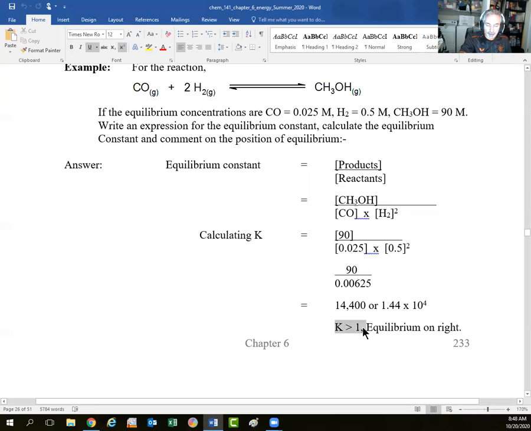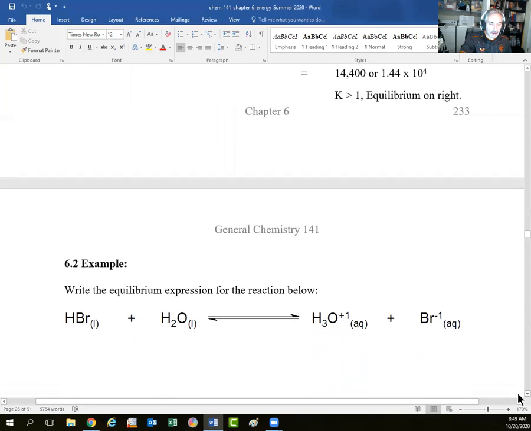It's a value much bigger than 1. And so we've got mostly, as we can see from the calculation, mostly the products of the forward reaction produced. And so the equilibrium is said to be on the right, or we can say that the forward reaction is favoured. It's the forward reaction which is trying to produce this methanol, which is in such great yield, 90 molarity, compared to the piddling amounts left of the carbon monoxide and hydrogen. So the forward reaction has been very successful once equilibrium is established.